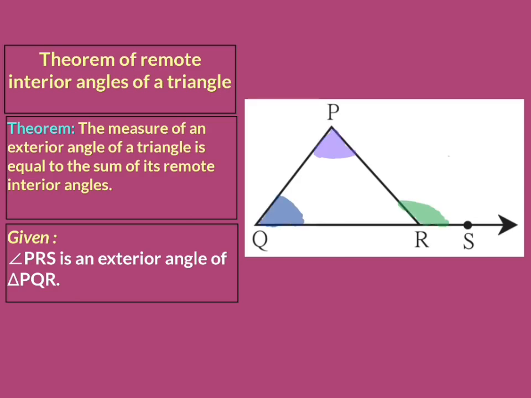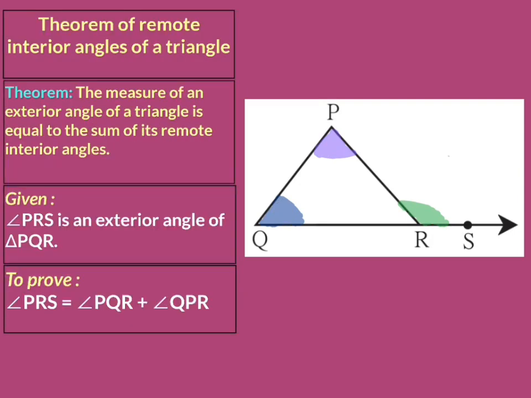Now what is to prove here? We have to prove the measure of an exterior angle is equal to the sum of its remote interior angles. Now in this triangle, angle PRS is an exterior angle and the remote interior angles of this exterior angle are angle P and angle Q. And we have to prove the measure of the exterior angle, means measure of angle PRS, is equal to the sum of its remote interior angles. Means we have to prove measure of angle PRS is equal to measure of angle P plus measure of angle Q. Hence, to prove is angle PRS is equal to angle PQR plus angle QPR.